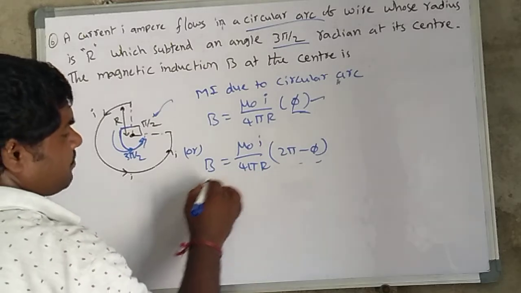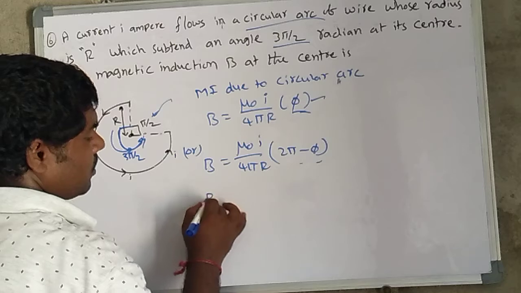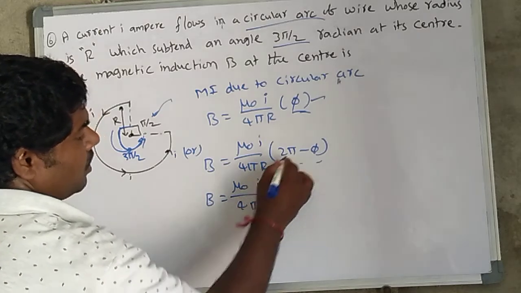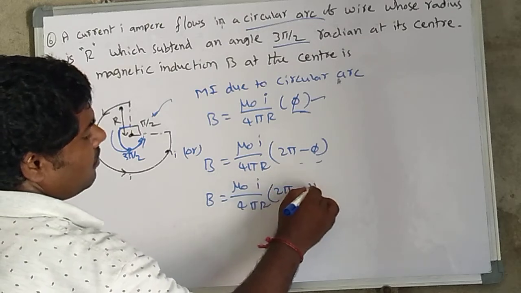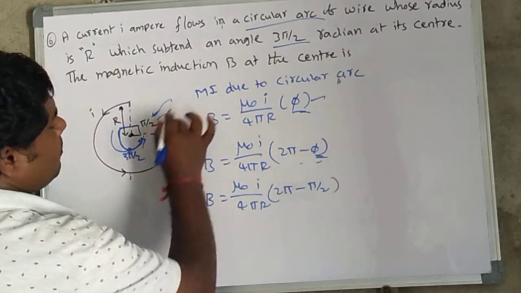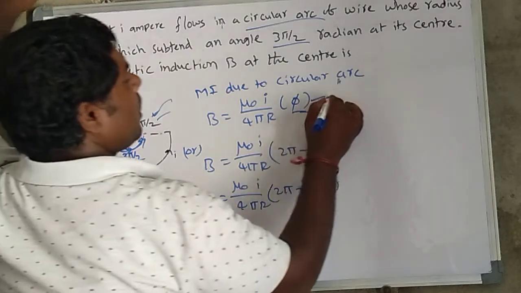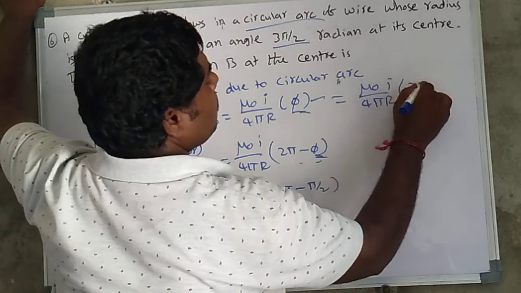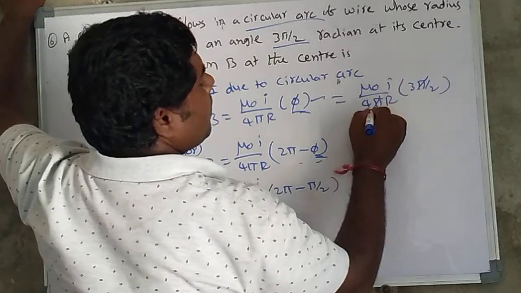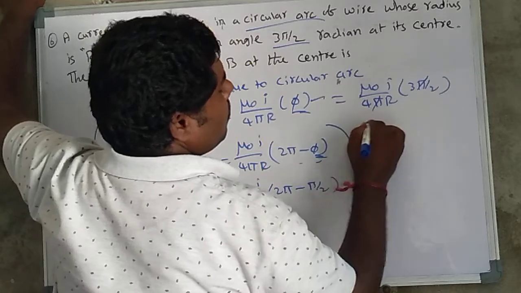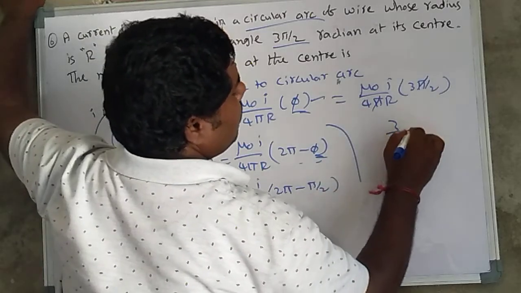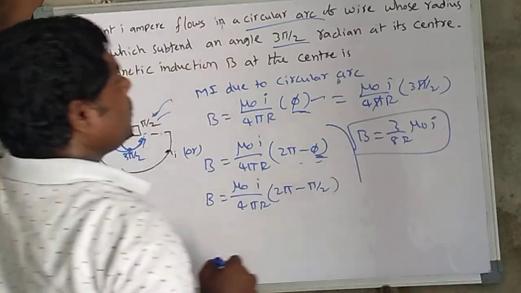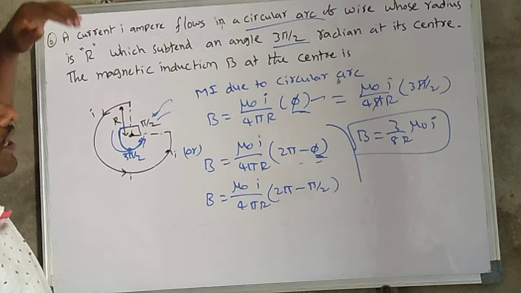So clear everybody? So now here B is equal to mu naught I divided by 4 pi r into theta, here theta is nothing but 3 pi by 2. So simply here I am going to substitute here mu naught I divided by 4 pi r into here theta is nothing but 3 pi by 2. Pi get cancelled. So final value here the 3 by 8 r into mu naught into I. This is the magnetic induction at the center of the circular arc.